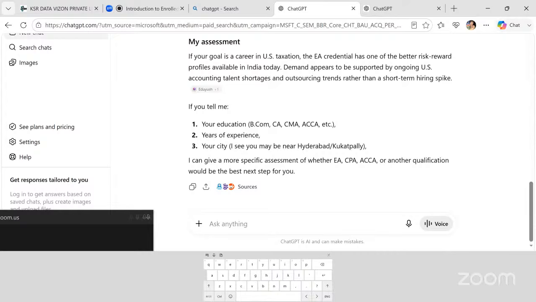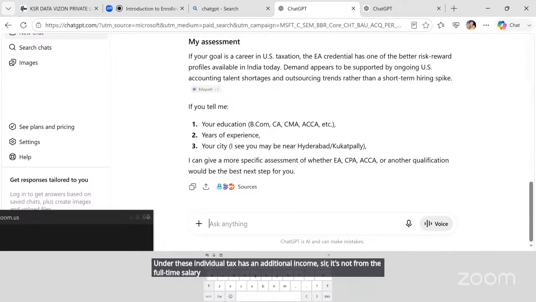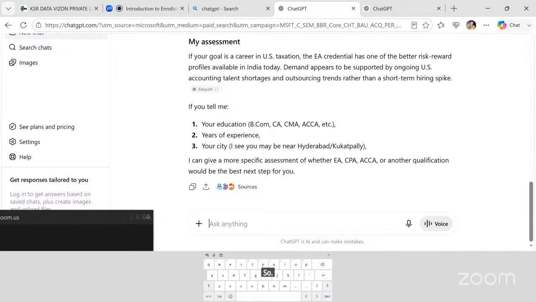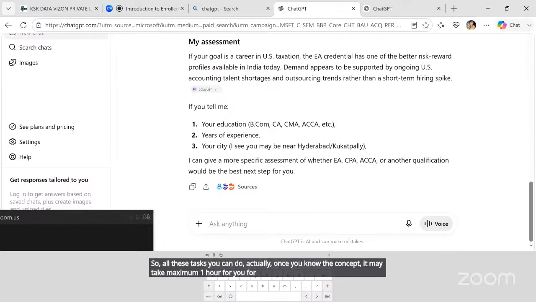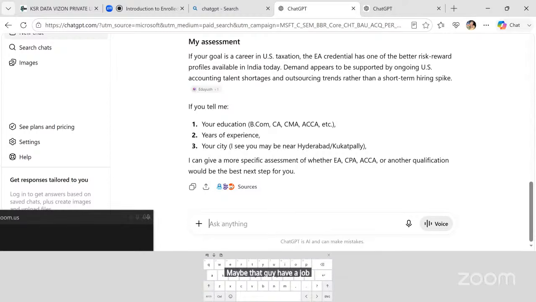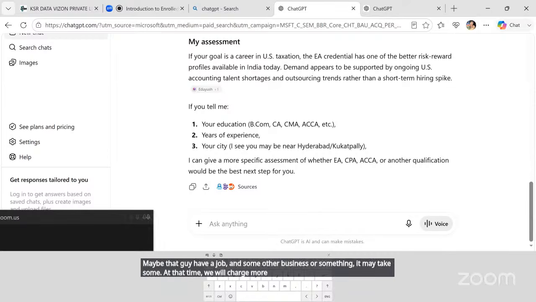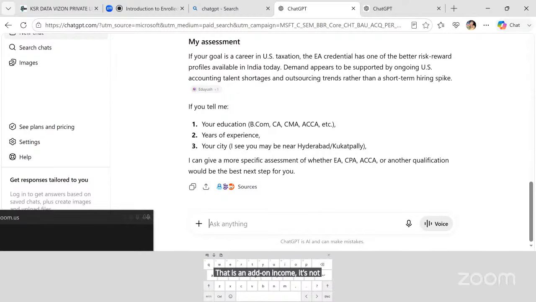And this individual tax is an additional income, sir. It's not from the full-time salary. Usually they charge $50 for filing each tax file. All this you can do once you know the concept. It may take a maximum of 1 hour for an individual tax filing. If the person has only one job, it's fine; if they have a job and some other business, it may take more time, and at that time we will charge more. For only individual tax, 1 hour of work, you will charge $50 for each person. That is add-on income. It's not from the company's point of view.